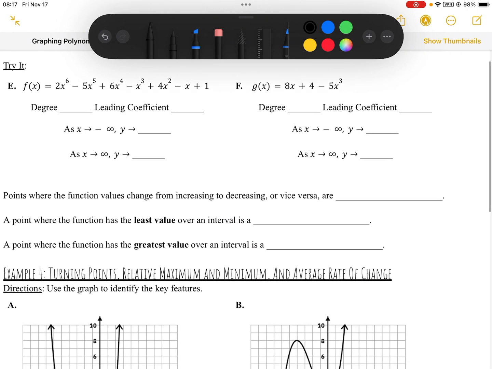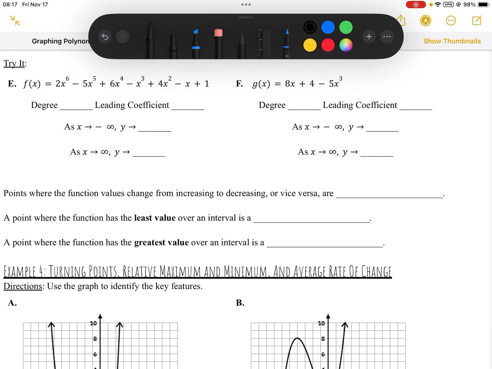On the next page, there are 2 try-it problems for you to do, E and F. So go ahead, take a moment, pause the video, and then resume when you're ready to check your answer.